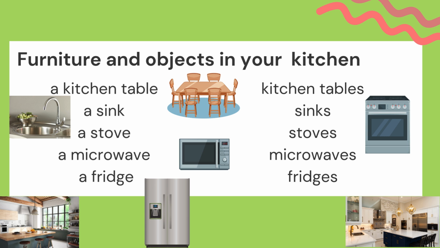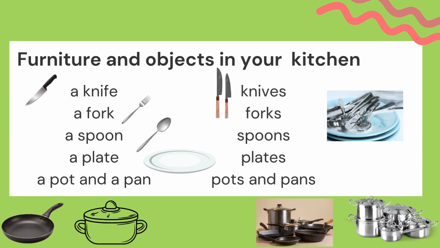In the kitchen, you may have a kitchen table, and there you might have chairs. You have a sink where you wash the dishes and wash your vegetables before you cook them. You have a stove to cook on, or maybe you use your microwave to cook. And you have a fridge to store all your food so it stays nice and cold. And also, you have a knife or you have knives for cutting, a fork, forks, a spoon, spoons for eating, and a plate or plates to put your food on top of. And then you have pots and pans for cooking.